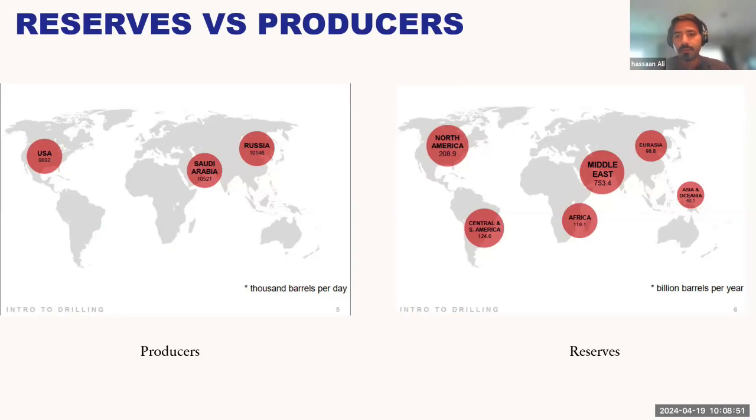For example, when you see on the right-hand side, you can see that the Middle East has the highest proven reserves of oil, around 753 billion barrels of oil per year of proven reserves that they have. This is followed by North America, primarily US and Canada. In Canada, it's primarily oil sands, while in US, it's primarily shale oil. And then in South America, and so on and so forth.